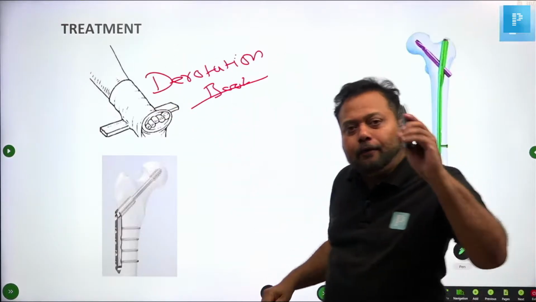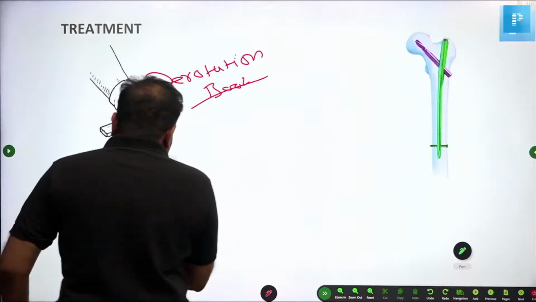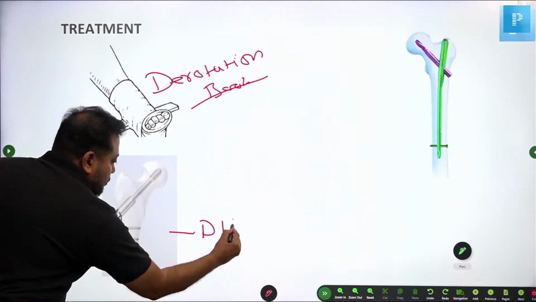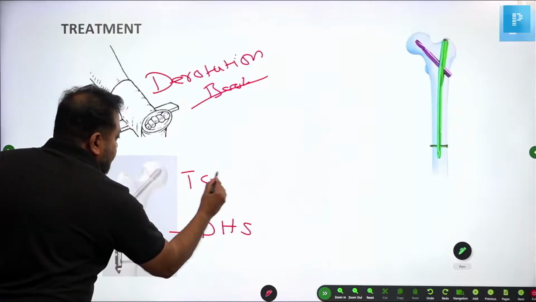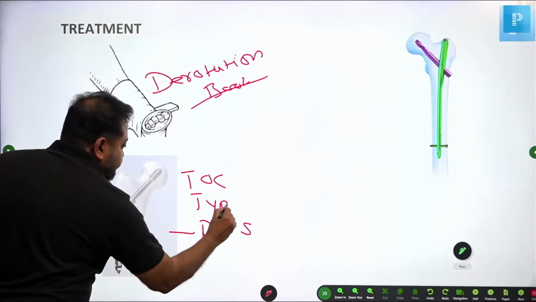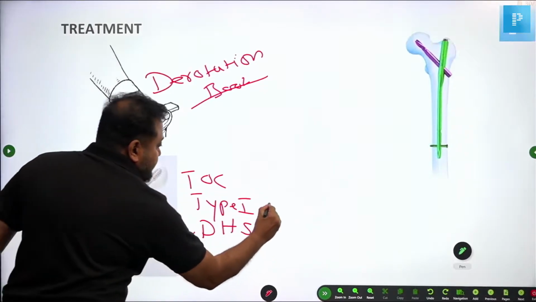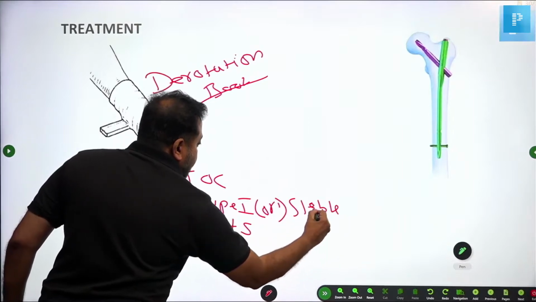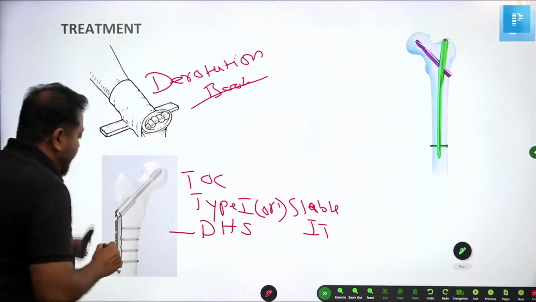The ideal thing for type 1, the best treatment, is called dynamic hip screw. This is the treatment of choice for type 1, otherwise stable IT. If they use the words stable IT, the answer is dynamic hip screw.